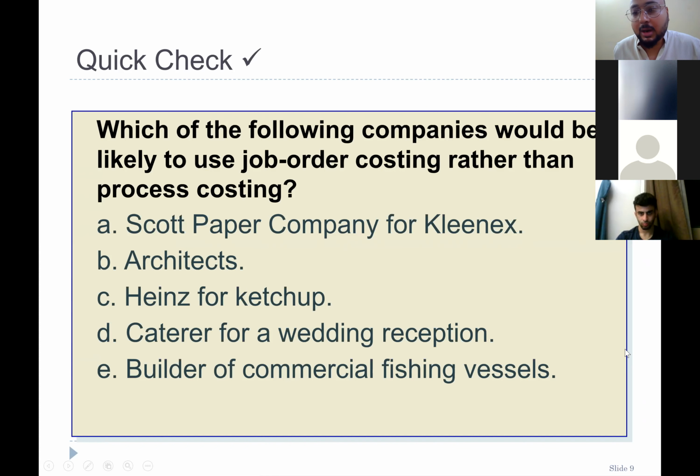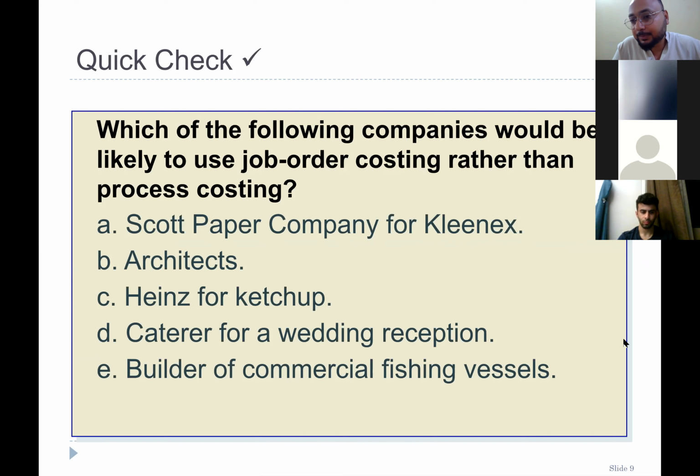Junpyo, what do you think about the Scott Paper Company for clinics? Job order or process costing? I think I need some time. Okay. I think it's job order costing. Sorry, isn't it process costing, because it's a single product produced in many units? Exactly. This is process costing. They are just making paper for other companies, producing paper. Process costing. They are not making different products in the same department.